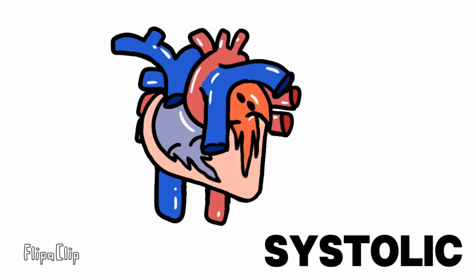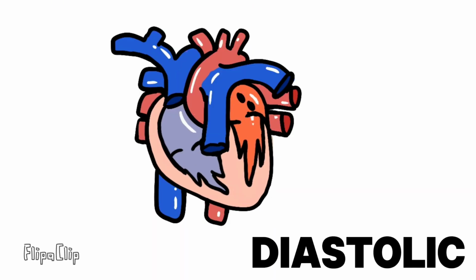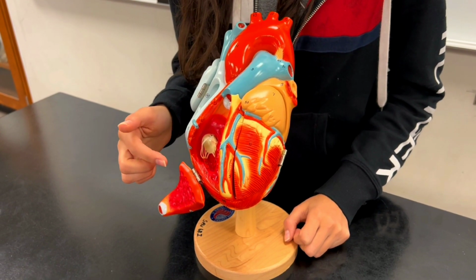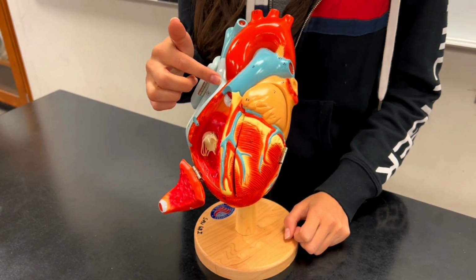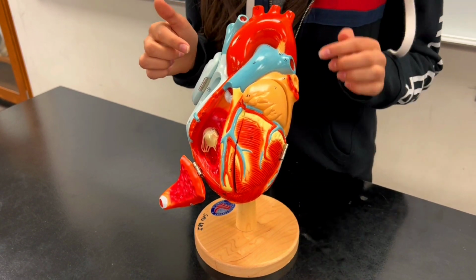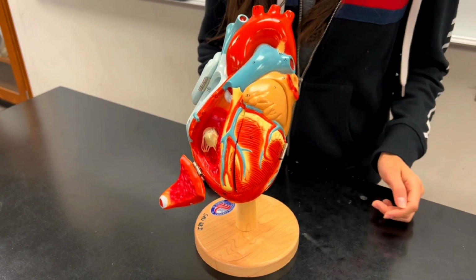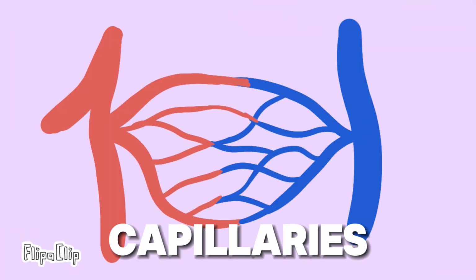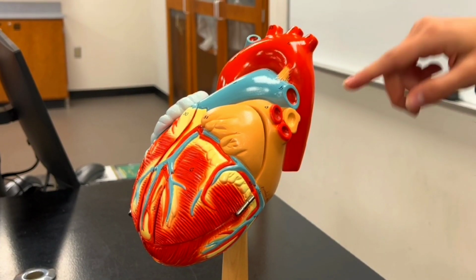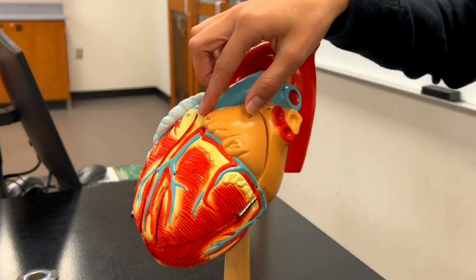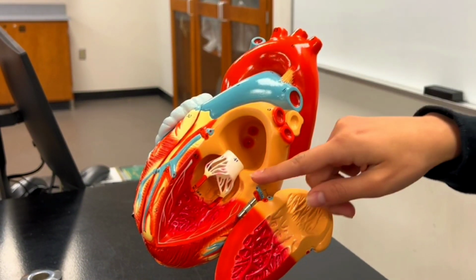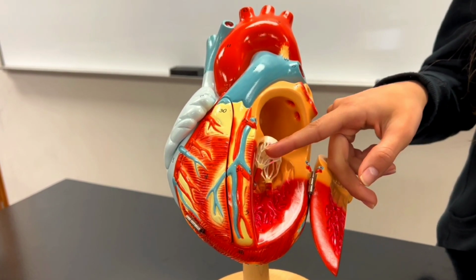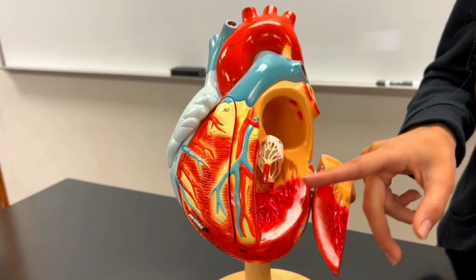When the heart contracts, it's systolic, and when it relaxes, it's diastolic. When the pressure increases enough, the heart will pump the blood into the pulmonary semilunar valve, and it will go out through the pulmonary artery. From there, it will go to the lungs to get oxygenated by capillary beds. Next, it comes in through the pulmonary veins, where it enters into the left atria. From the left atria, it goes down through the bicuspid valve into the left ventricle.